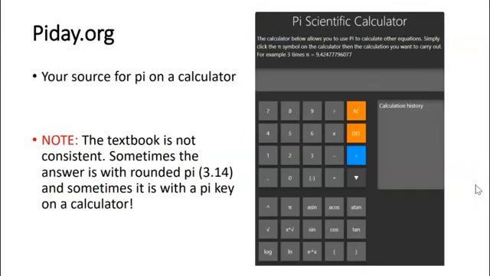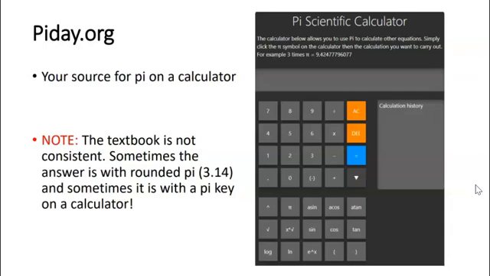So what about pi? You may have a calculator that has a pi button on it, or you may not. If you don't have one, that's okay. We have free calculators online, and the one that I like the most is the one that's on piday.org. And there's a link to that website in the Moodle unit for Shape and Space near the bottom of the section.